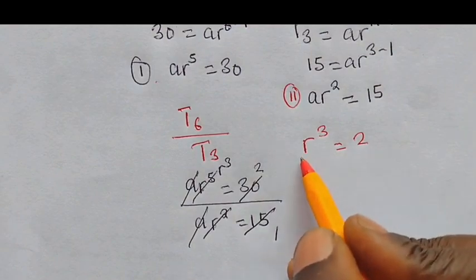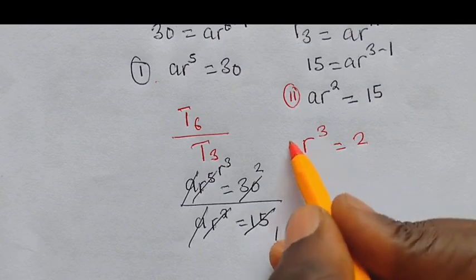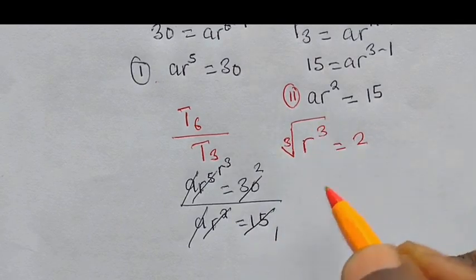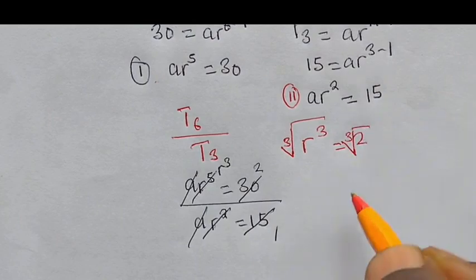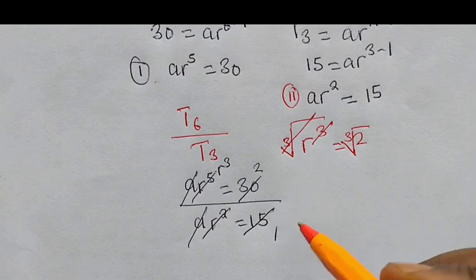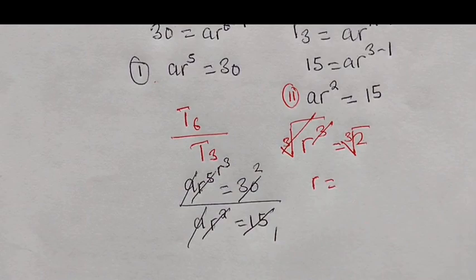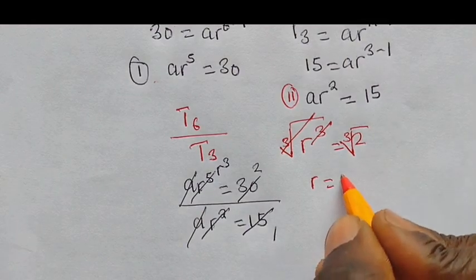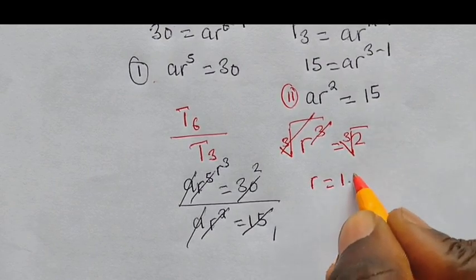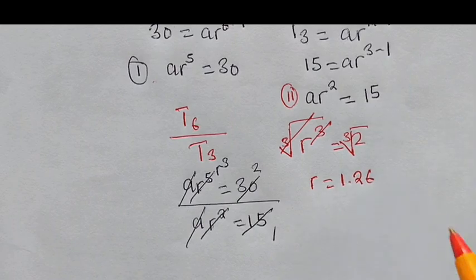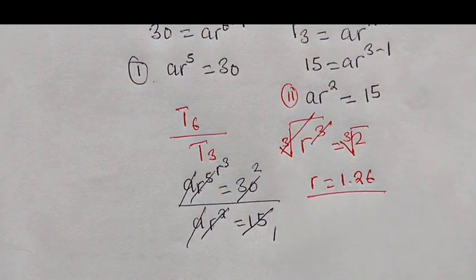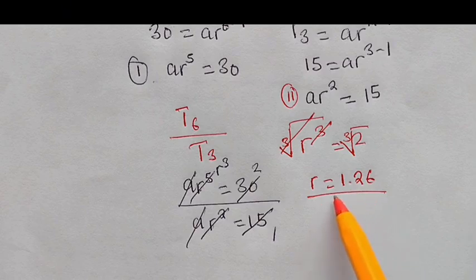So we need to find the value of r. Because it's having a power 3, we are going to introduce a third root. Even here we introduce a third root, so that this 3 and the third root cancel, remain with r equal to. So when you find the third root of 2, when you press it on your calculator, it will give you something like this, 1.26. I've rounded it off. Okay, we leave it correct to 3 significant figures.